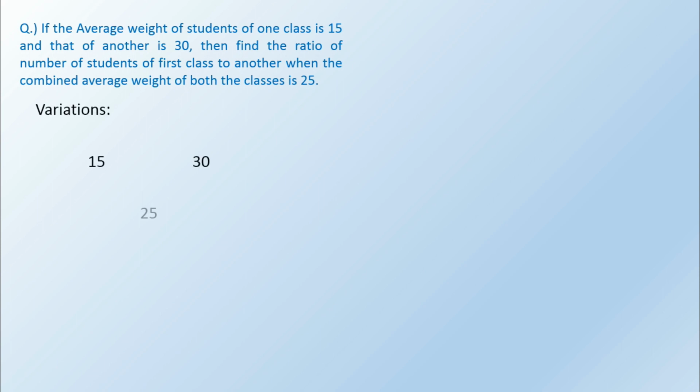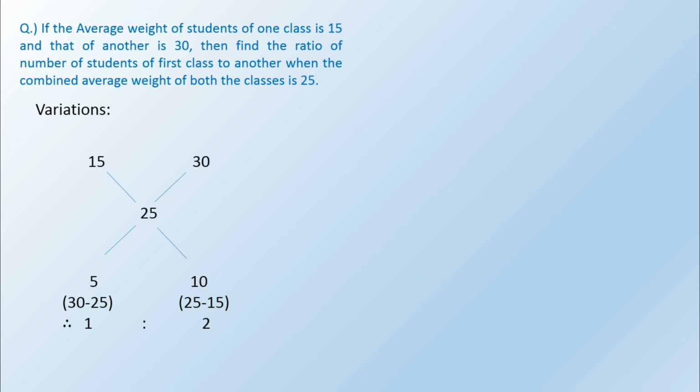Okay, so in this question, we know that 15 is the average of one class, 30 is the average of another class, and 25 is the average of the combined class. We don't know the values at the bottom. So what we'll do is 30 minus 25 and 25 minus 15, as we did in earlier questions. So we get 30 minus 25 is 5, 25 minus 15 is 10. We get 5 is to 10, that is, the ratio is 1 is to 2.